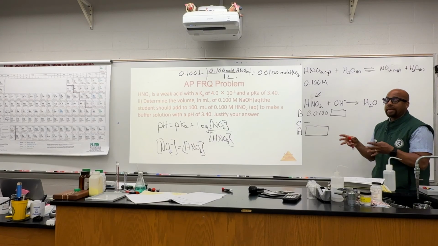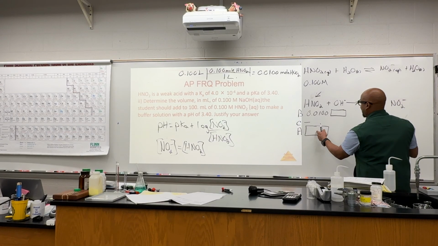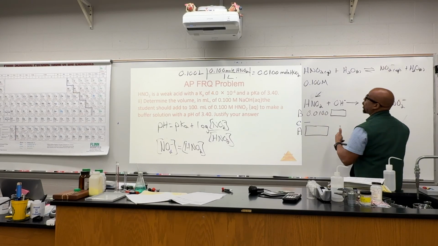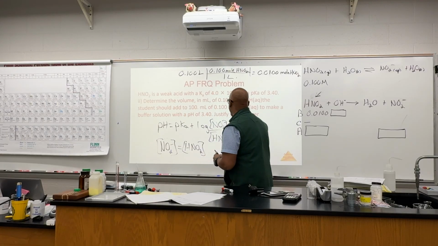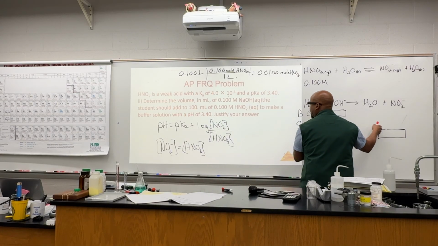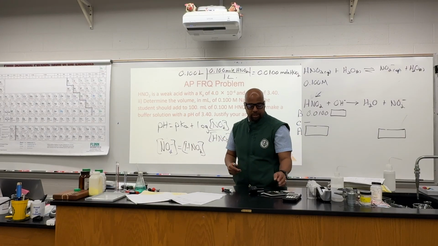If AP ever gives you a problem like this, they always set it up to where it's just going to be half the original value. It's always that way. I've never seen them give you any other way, because if they did give you any other way where these were different values, then it just makes it a little bit more tricky.